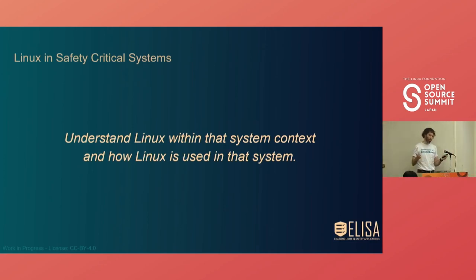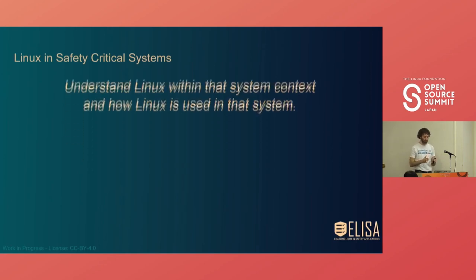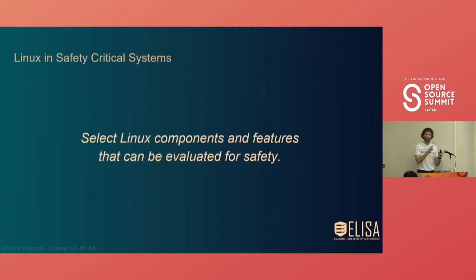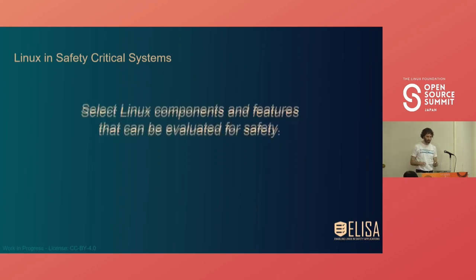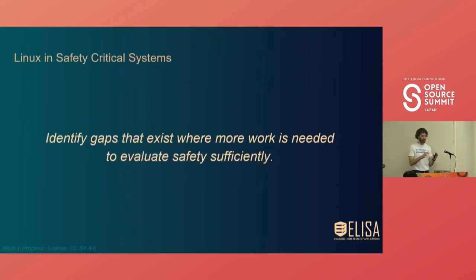Good. So we're just at the start, and we can now see how Linux is used in the system context. And what we did with ELISA then also, we look into this Linux and try to figure out what are Linux components, what are features which can be evaluated for safety. And then when you are looking into this feature set, you also need to make sure that you identify the gaps maybe which are in there, and that there's more work to do.